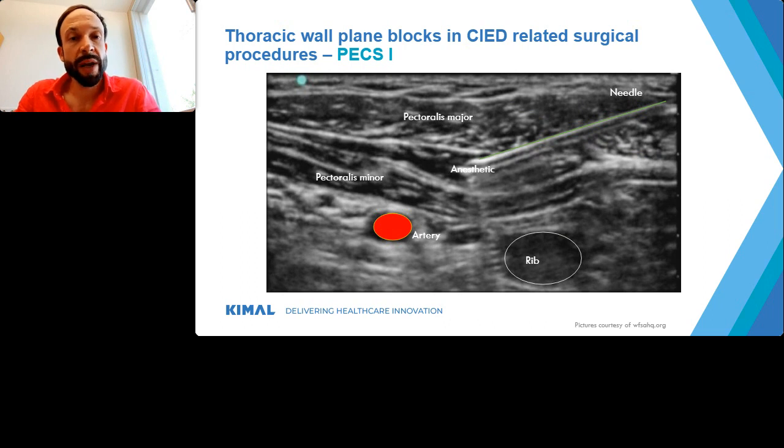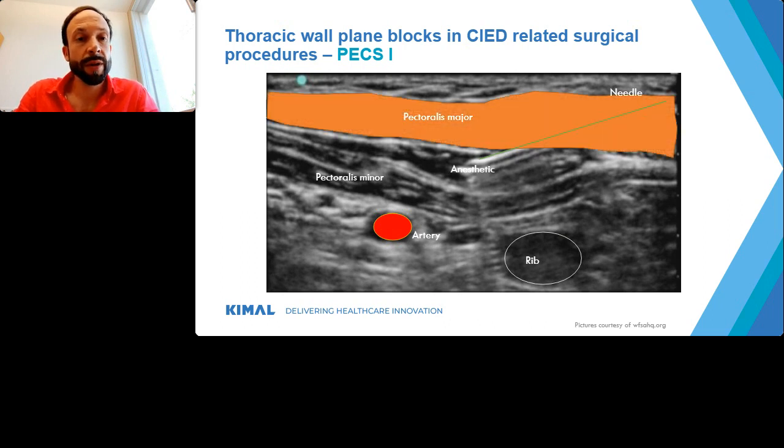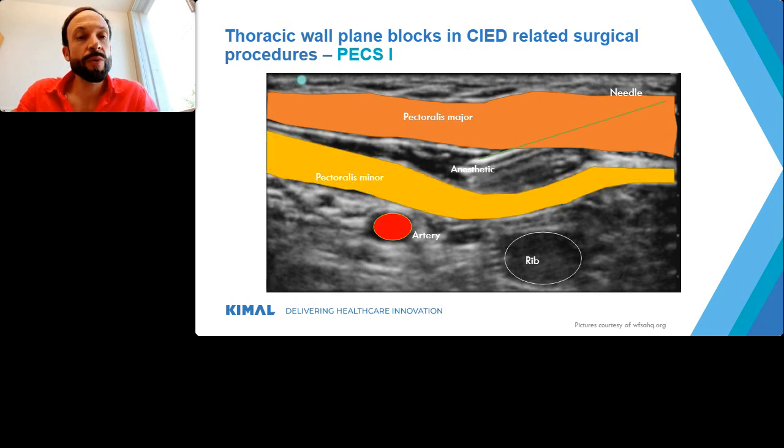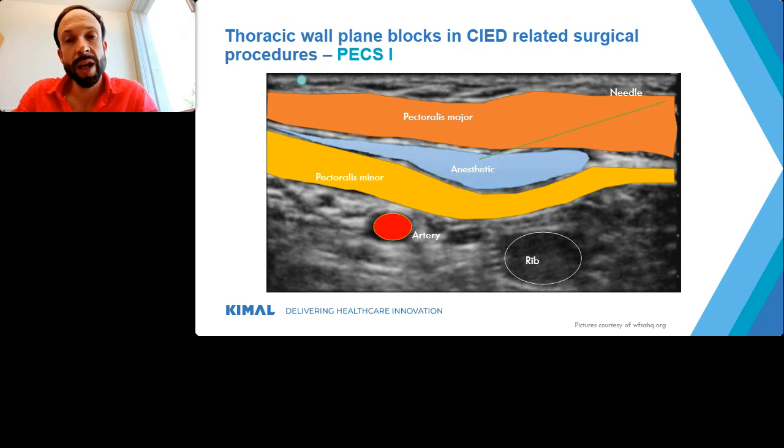Now, this is the pectoralis major. Here is the pectoralis minor. And you can already see the spread between the two muscles with as little as 5 cc of local anesthetic administered. So already a desired spread, and you want to infiltrate with as much as 10 to 30 mL.